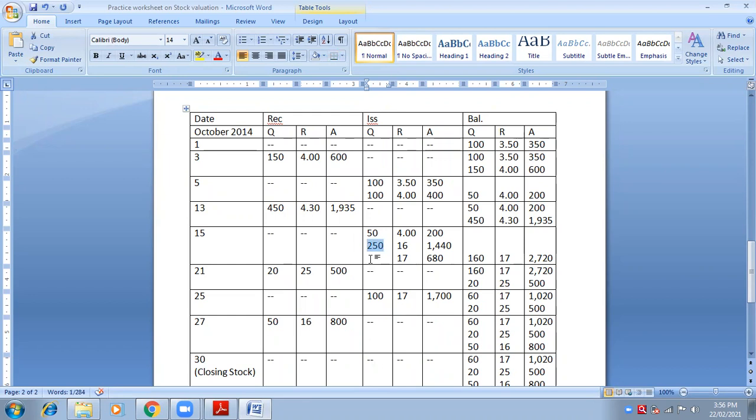So are you getting my point? Yes, ma'am. Okay. Now, 250's rate is how much? 4.30. How do we come to know 4.30? Because we have taken this 250 from the slot of 450 units, and the 450 units' rate is 4.30. Therefore, 250 is also to be valued at 4.30.